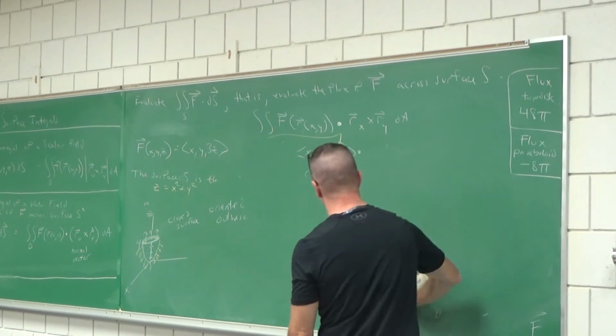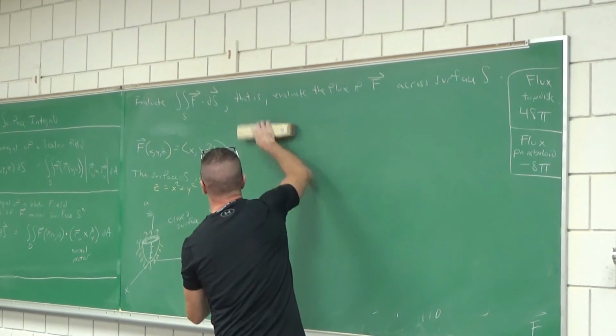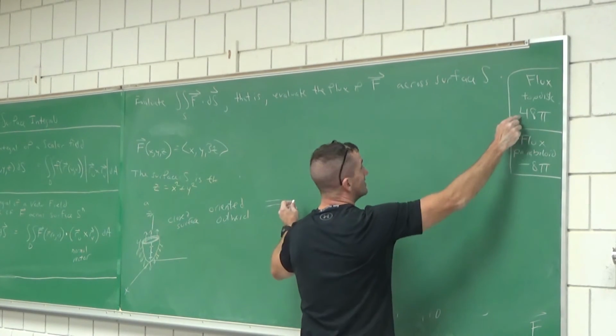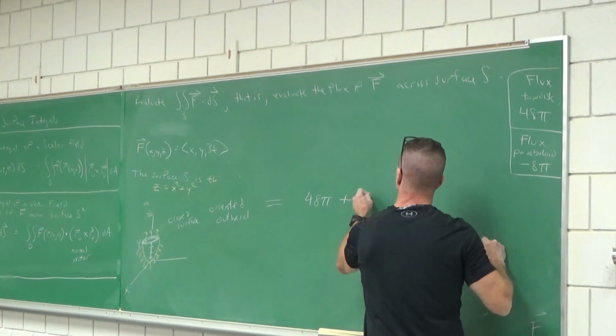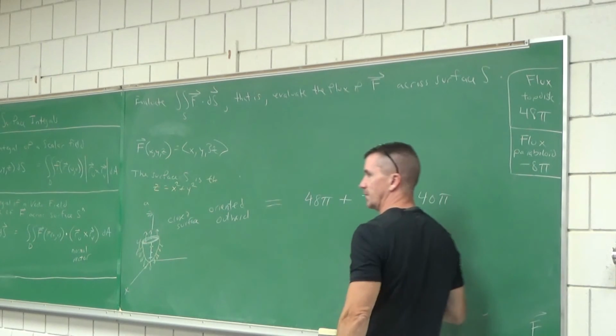That's the idea. So this problem's easy. I don't have to do all that. Oriented outward, it was the 48π plus negative 8π. And what do you get? 40π.